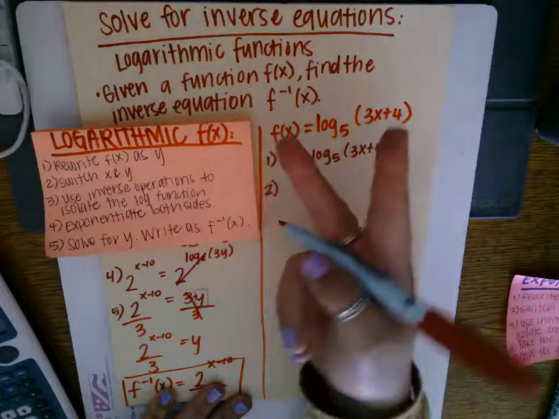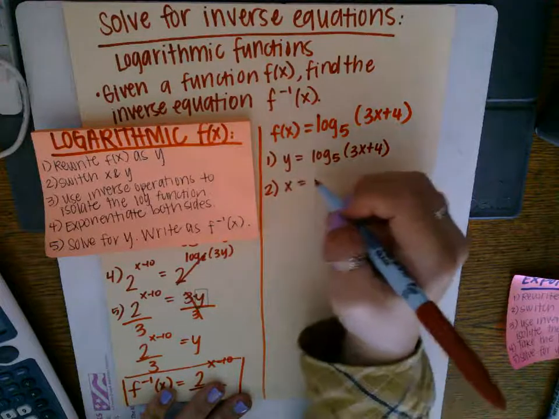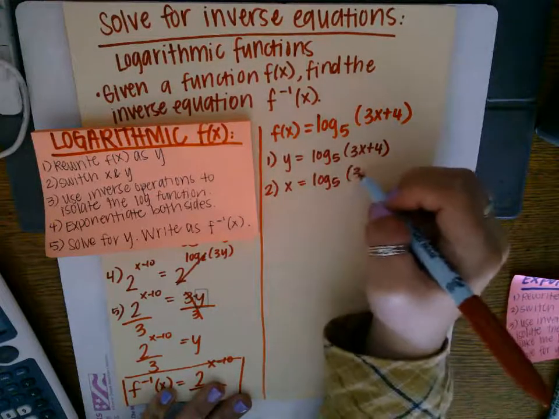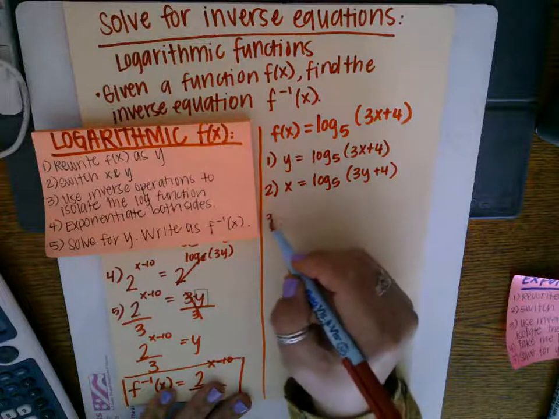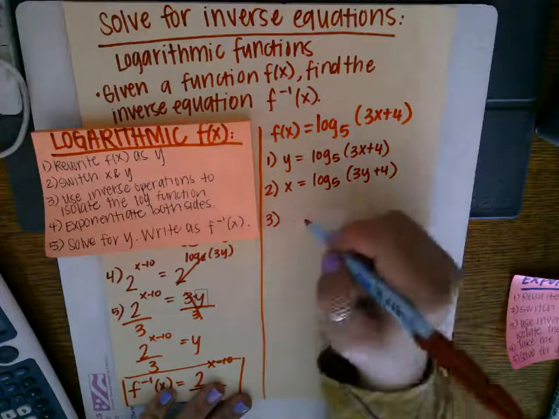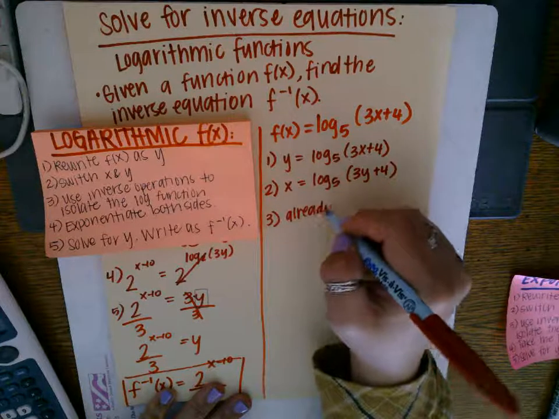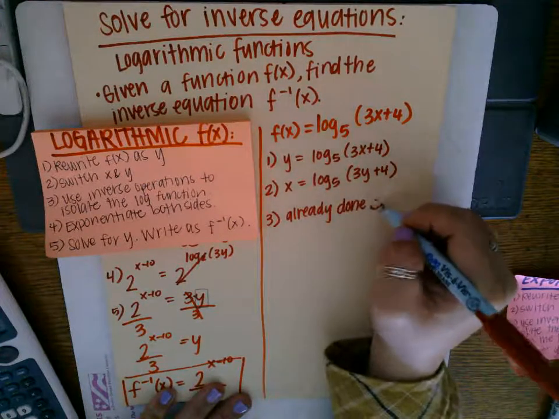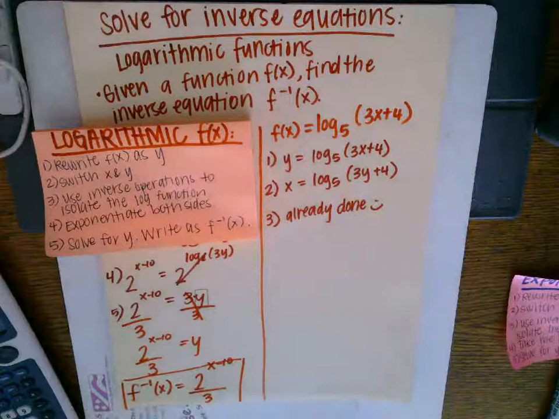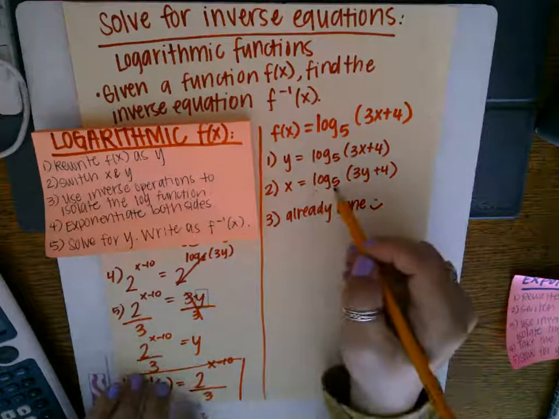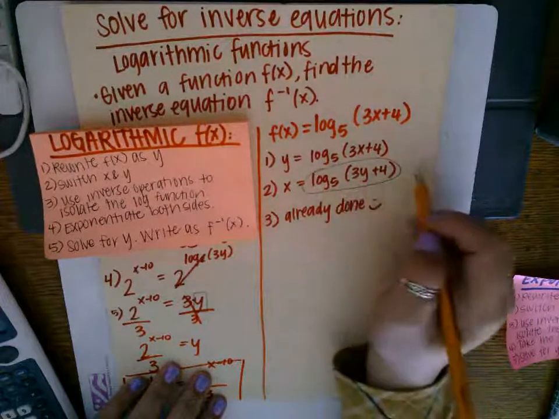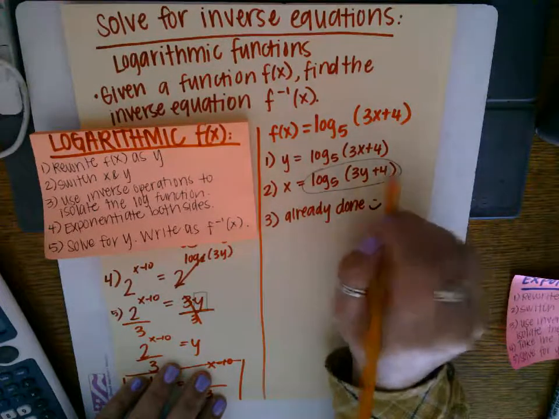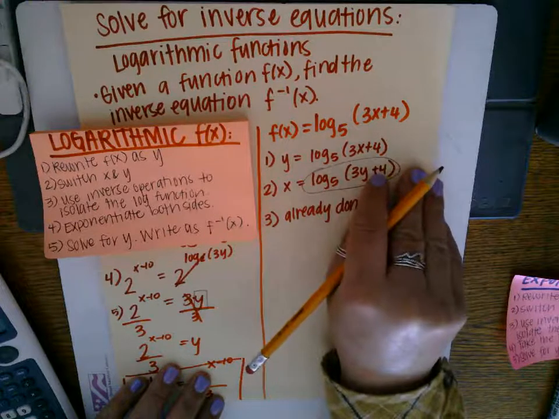Step 2 says to switch our variables. x equals log base 5 of 3y plus 4. Step 3 says to use inverse operations to isolate. Notice that this is already done. Yay! We love it. And the way I could verify that is I'd find the log and make sure the base and whatever the input is completely alone on one side. There's nothing being added, subtracted, multiplied, or divided to it, so it is isolated.